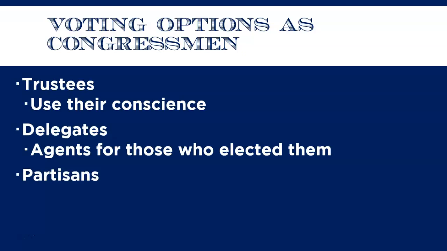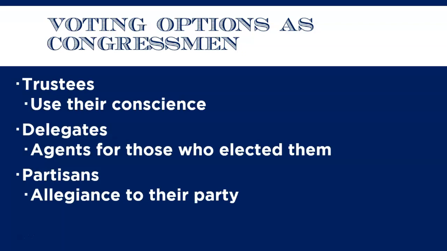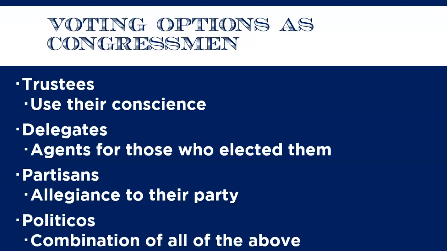Then you have partisan voters. They hold allegiance to their party. Okay, they're going to vote party lines no matter what. They're not going to go against whatever the party feels is the best interest in that particular vote. And then you have politicos. This is a combination of all of the above. Okay, they may vote on certain things with their conscience. They may vote on certain things with allegiance to their party, and they may vote on certain things that go along with their constituents. Okay, so all four of those make up the different types of votes that you have in Congress.